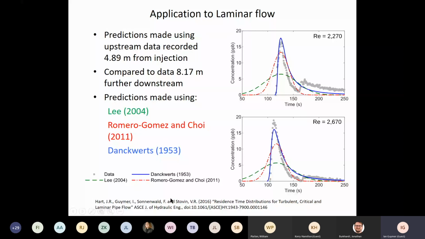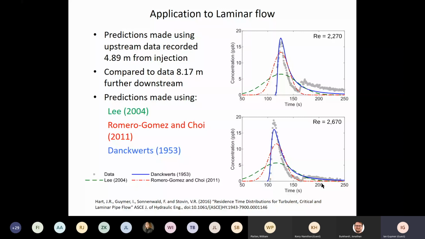The improvement to that method was published by Ramiro Gomez and Choi in 2011, and that's the red curve on the plots here. Again, significantly better than the overestimated dispersion from Lee. But if you go back to Danckwerts and you just use the simple integral of the velocity profile and apply that, you get a far better distribution, a far closer distribution to what we measured. And so my suggestion is that, if we're looking at these cases and we've got laminar flow occurring in our pipes, perhaps we need to revisit the routing procedures that we should use.